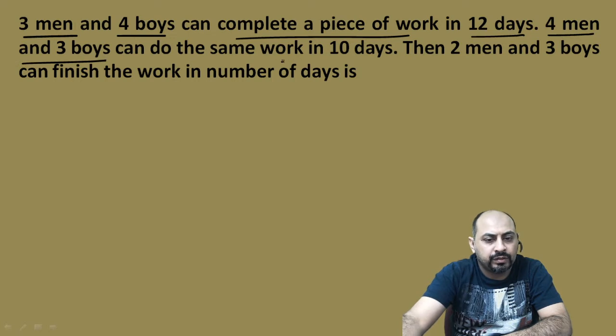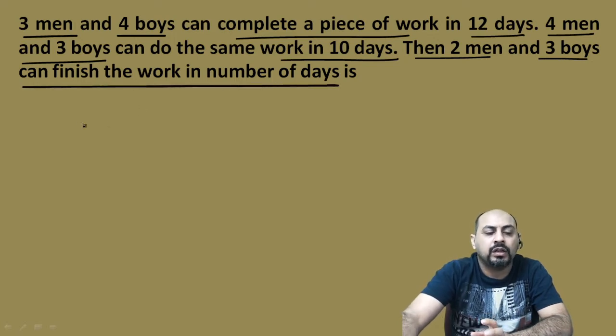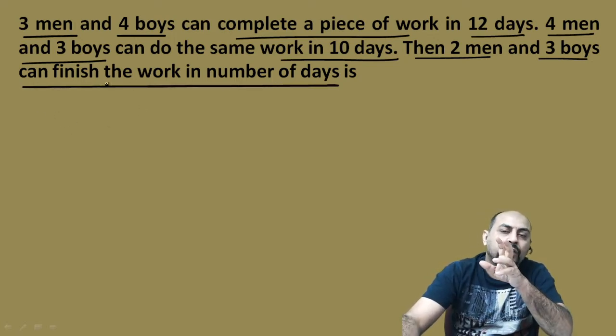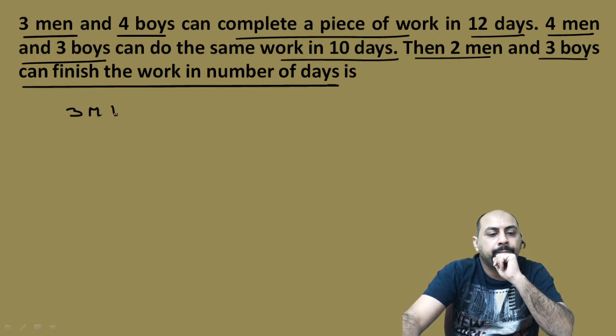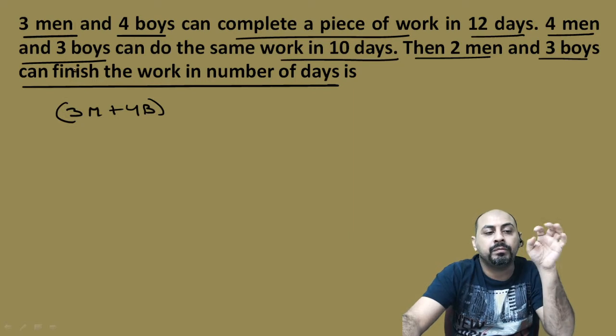4 men and 3 boys can do the same work in 10 days. Then 2 men and 3 boys can finish the work in how many days? So let the efficiency of a man be M and let the efficiency of a boy be B. So 3M plus 4B. These are the number of units being put in by 3 men and 4 boys.